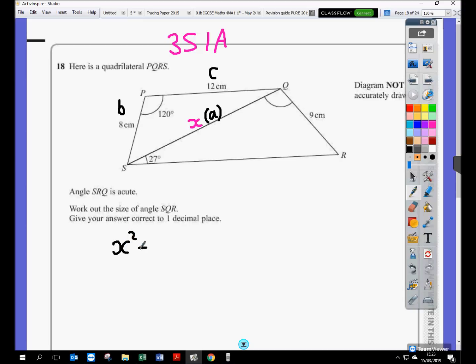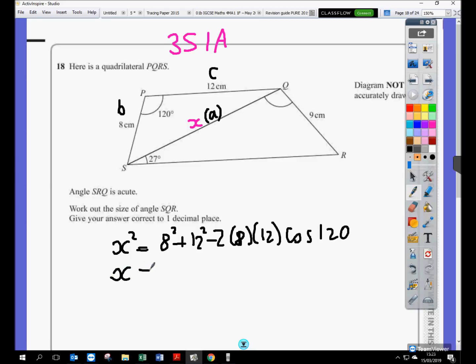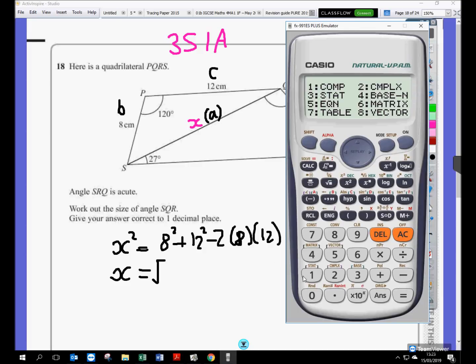We have x squared, or a squared, equals 8 squared plus 12 squared minus 2 times 8 times 12 times cos of 120. So if x squared is equal to that, then x will equal the square root of that. Now you don't have to type it in stages. You can just be confident and type it in one go like this. 8 squared plus 12 squared minus 2 times 8 times 12 times cos of 120. Okay, this is x squared.